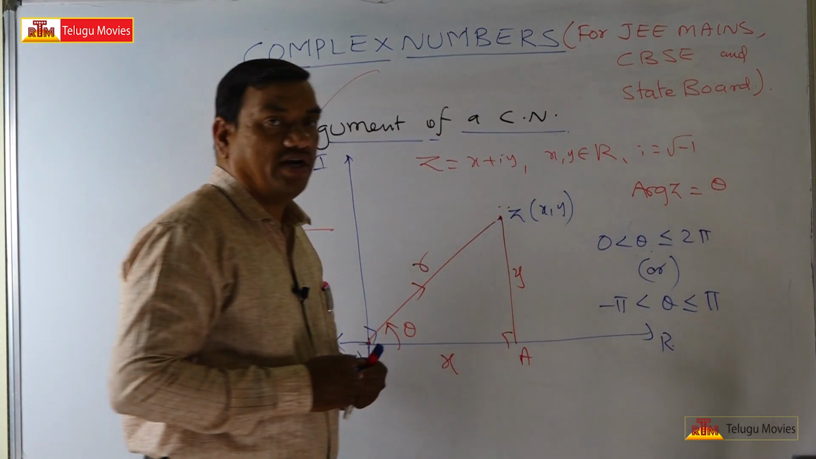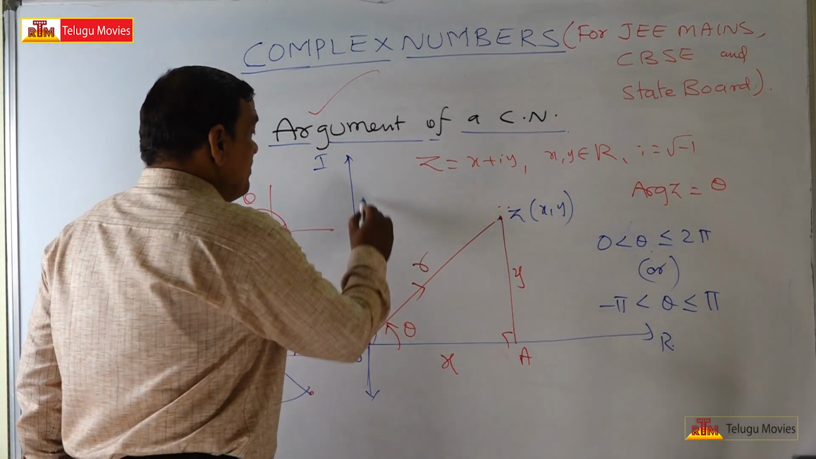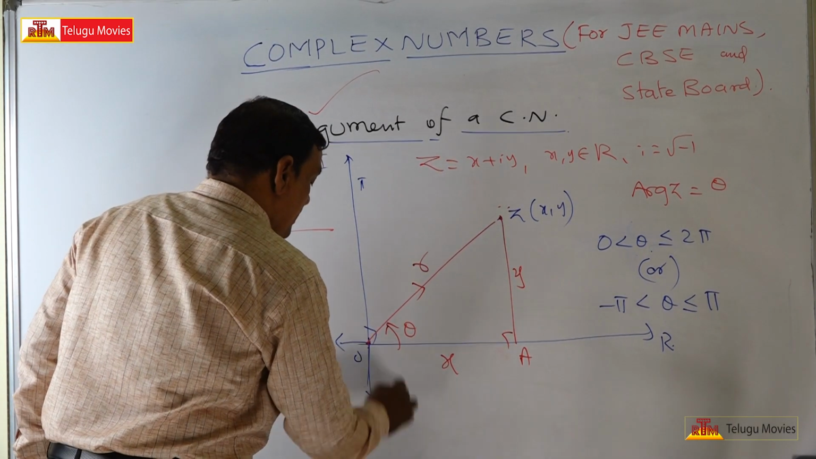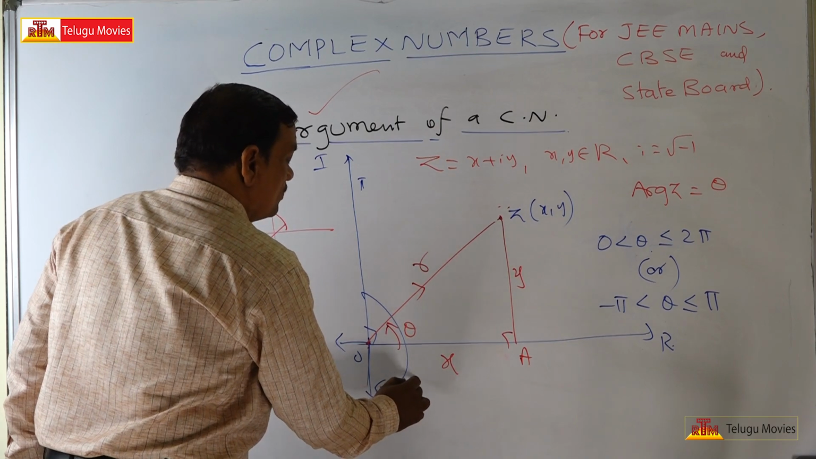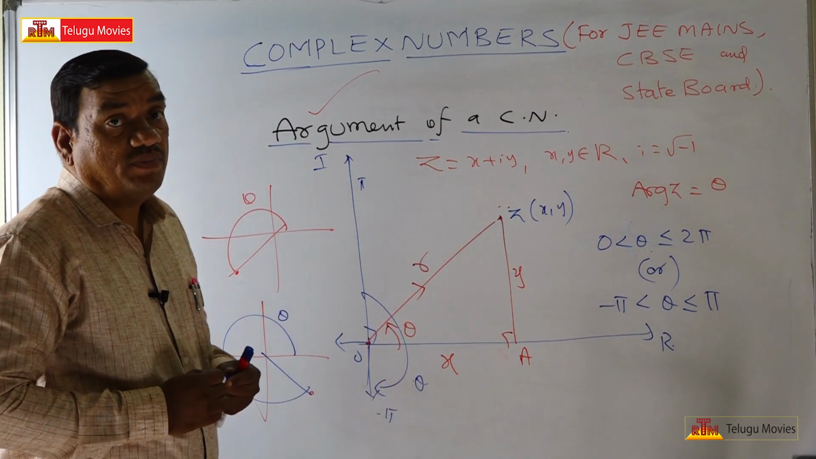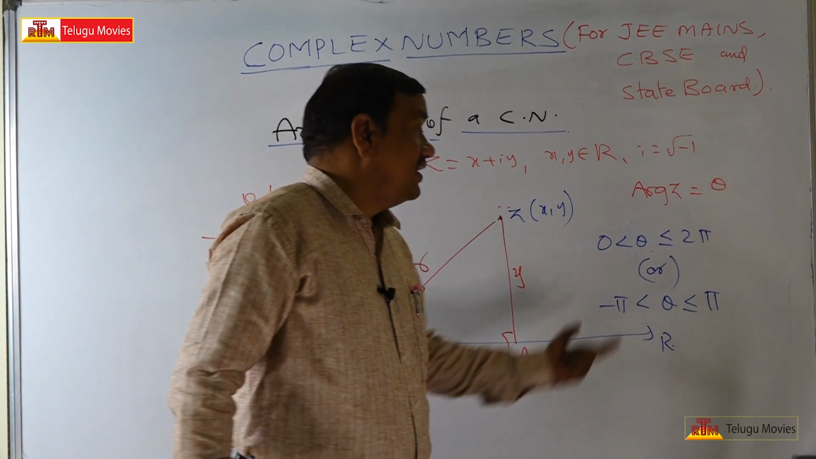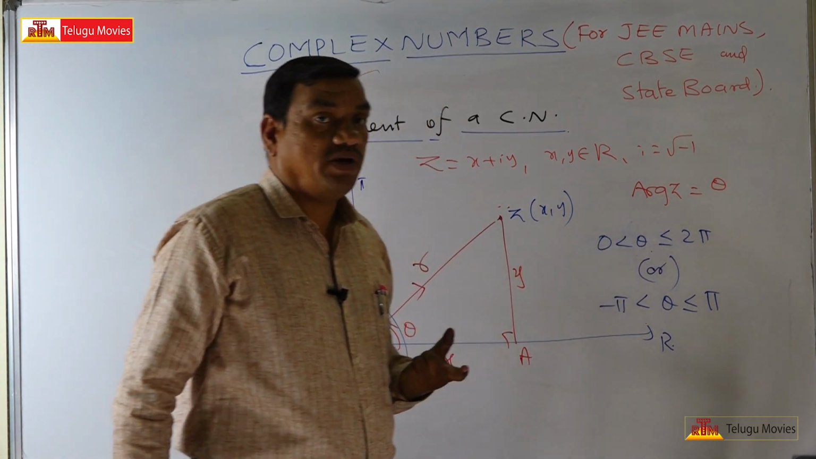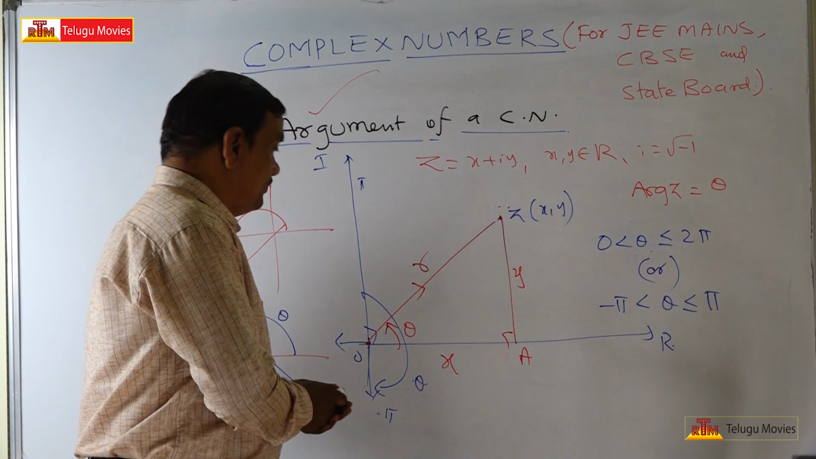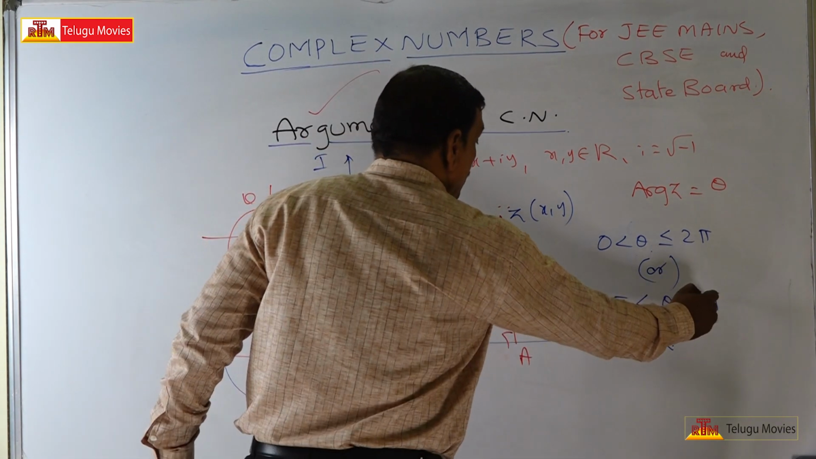Like this also you can take. So here also, this is pi, here minus pi. This is also the argument of the complex number. That means here also the length of the interval is 2 pi. Here also the length of the interval is 2 pi. Understand? So here you can take, sorry, here minus pi to 2 pi.